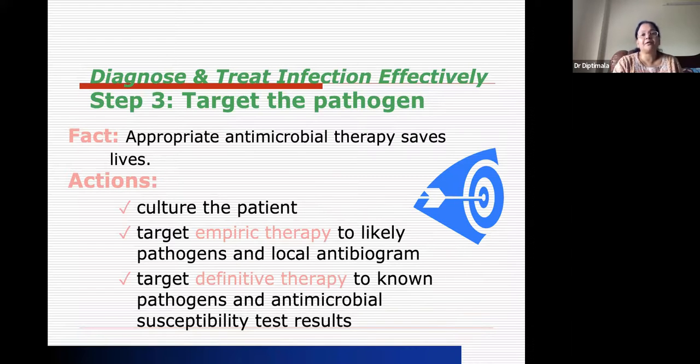Once infection is there, then diagnose and target effectively. Appropriate antimicrobial therapy saves life. Culture of the patient, we call it pan culture. We send the pan culture, it means culture of the urine, of the blood, and, depending on the source of infection, usually the chest secretions, that is the endotracheal or the tracheostomy tube. Target empiric therapy to likely pathogens and local antibiogram. Target definitive therapy to known pathogens and antimicrobial susceptibility test results.